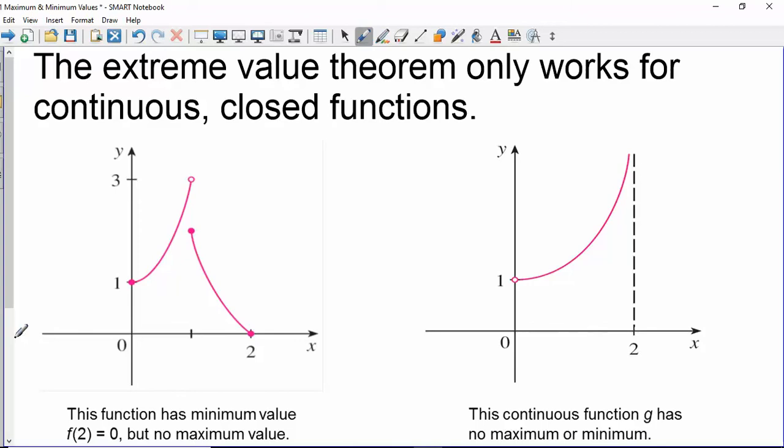If it's not continuous, if there's a break in the graph, we can see this one right here. Does it have an absolute maximum? No, because I have an open circle right there. So there's no absolute maximum. This one, there's no absolute minimum. And also, it's not a closed interval because I ended on a vertical asymptote. Does it have an absolute max either? No. So that only works for continuous functions with no asymptotes in them.